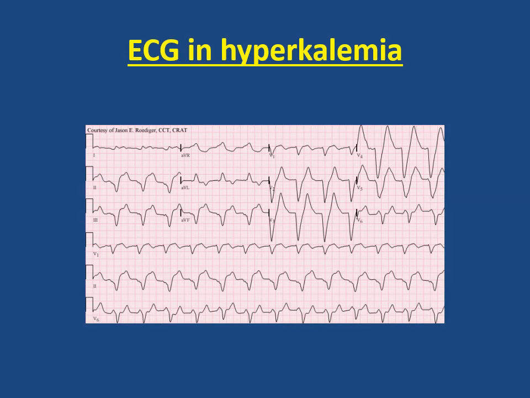And this is a typical example for hyperkalemia. We can appreciate the very wide QRS and the evidence of hyperacute T wave and the presence of a sine wave, which means merging of the QRS and the T wave to form one complex, and no evidence of ST segment.